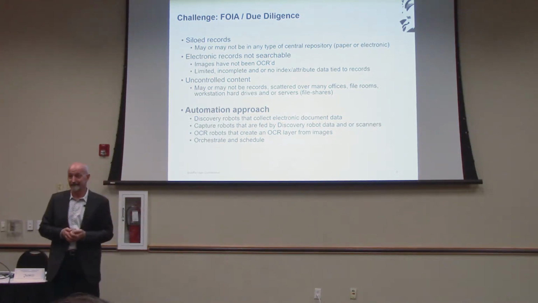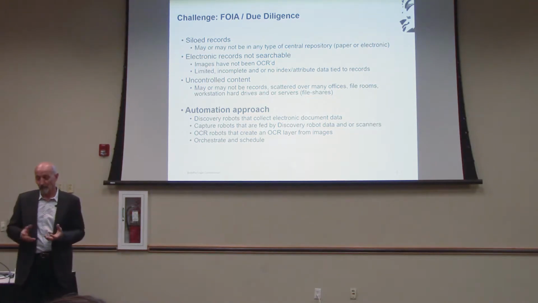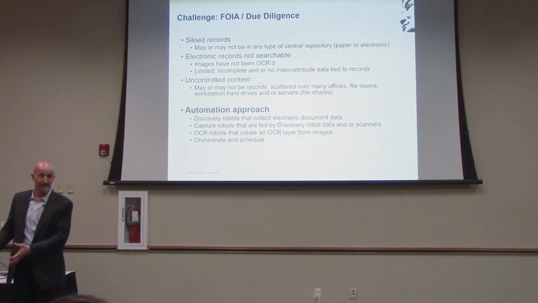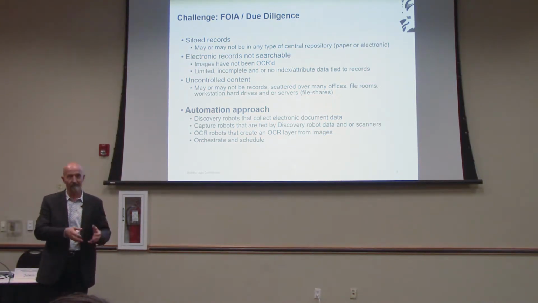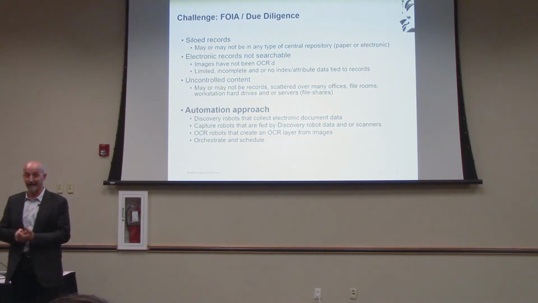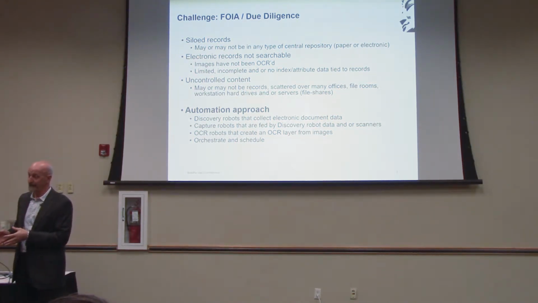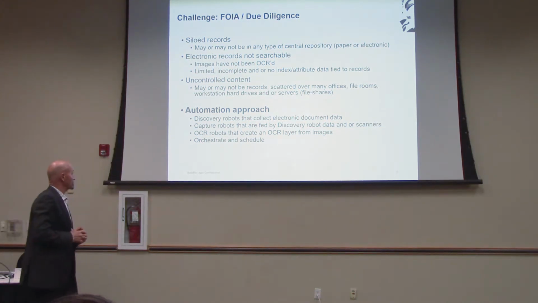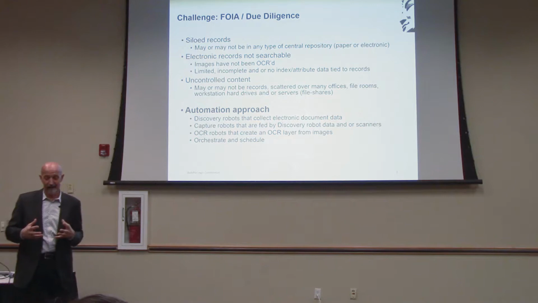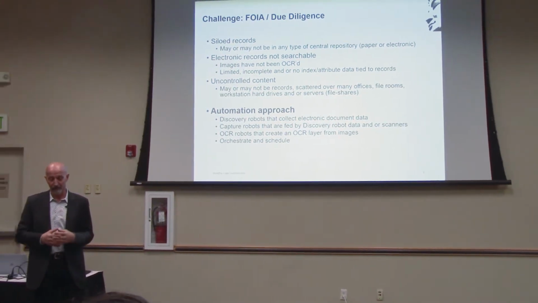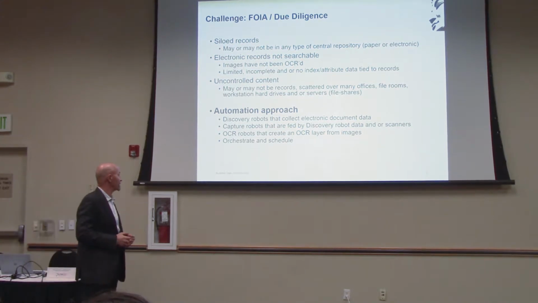Uncontrolled content. That's kind of what you usually find. People have either stashed maybe paper copies somewhere, or they have it on their hard drives, or talk about emails. Stuff that isn't necessarily considered a record that maybe should be. Those all contribute to this. Okay, I need to go gather this information. How can I do it as quickly and efficiently as possible?